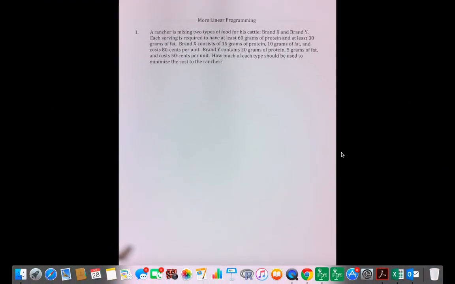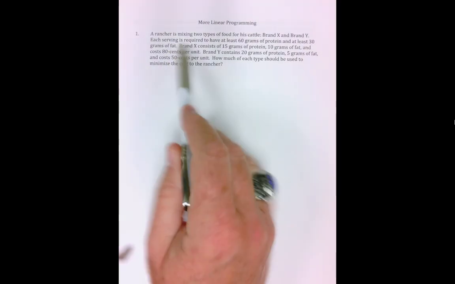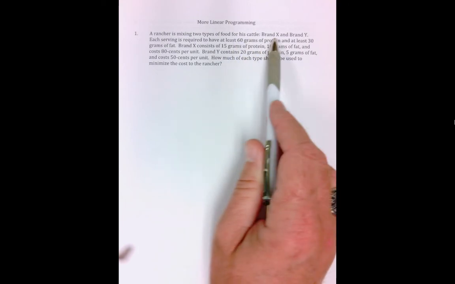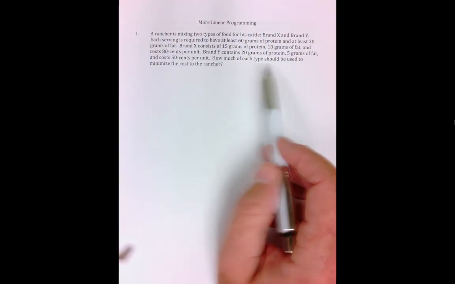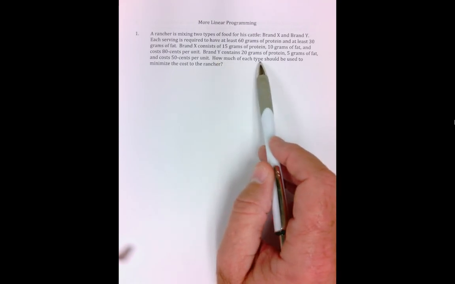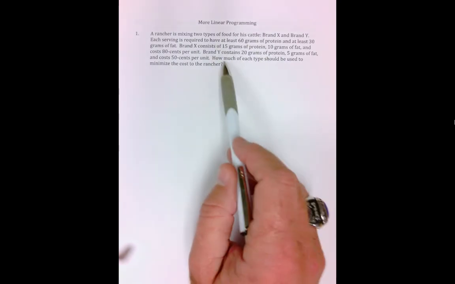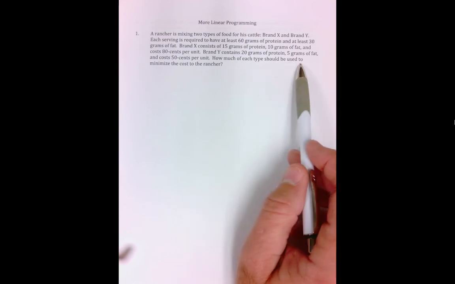All right. So, guys, I'm going to work it the way I would work this. The first thing I would want to do is read the problem and make sure I'm recording here. Read the problem and set up the variables. It says a rancher is mixing two types of food for his cattle, brand X and brand Y. How much of each type? So I jump down here to the last sentence before I get too involved in all this stuff. How much of each type should be used to minimize the cost?